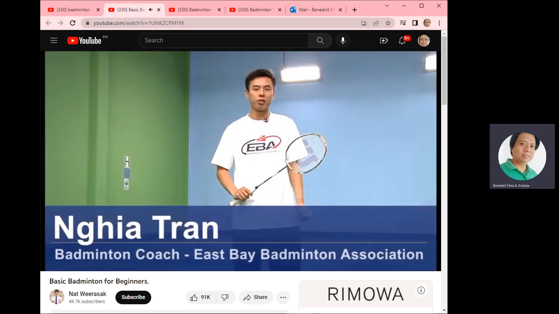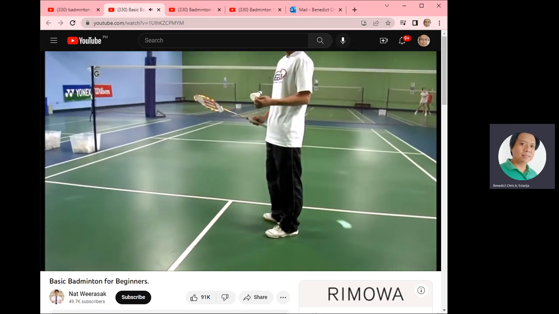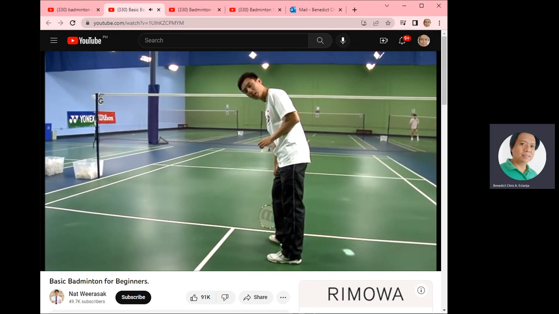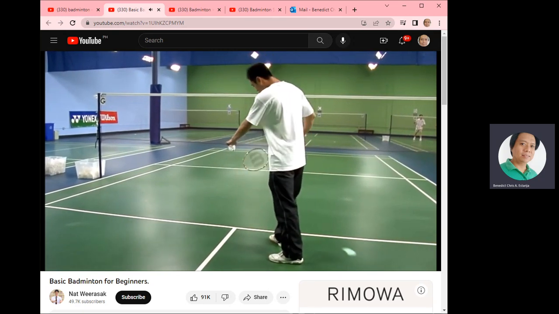I'm going to talk about the short serve. Where you would stand to serve, you would stand closer towards the front baseline with your right leg forward.